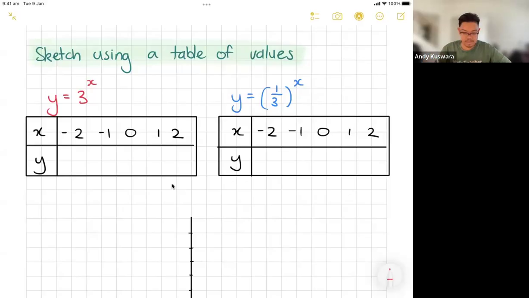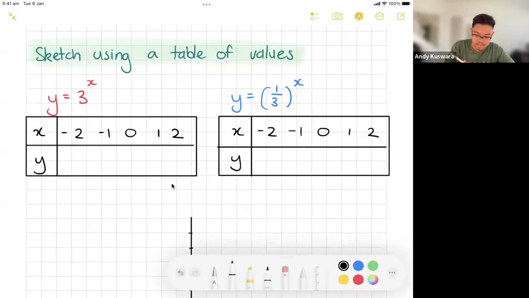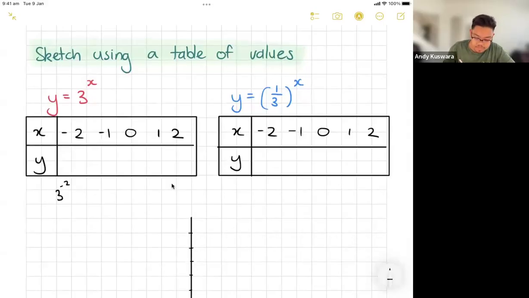So let's do this. If you want to put it into your calculator, for this one, you'd go 3 to the power of negative 2, because that's what x is. And this case will give you 1 on 9.